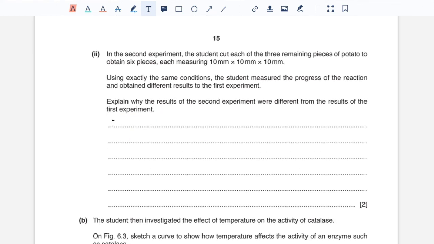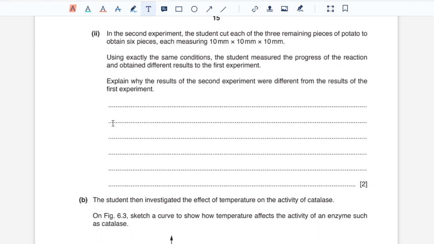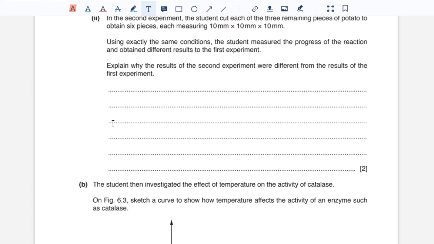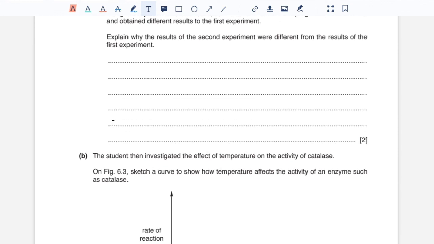In the second experiment, the student cut each of the 3 remaining pieces of potato to obtain 6 pieces, each measuring 10 by 10 by 10 millimeters. Using exactly the same conditions, the student measured the progress of the reaction and obtained different results to the first experiment. Explain why the results of the second experiment were different from the results of the first experiment.